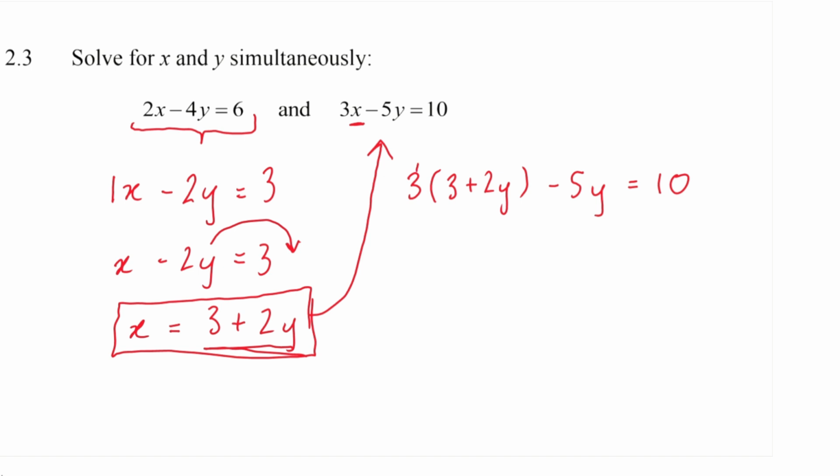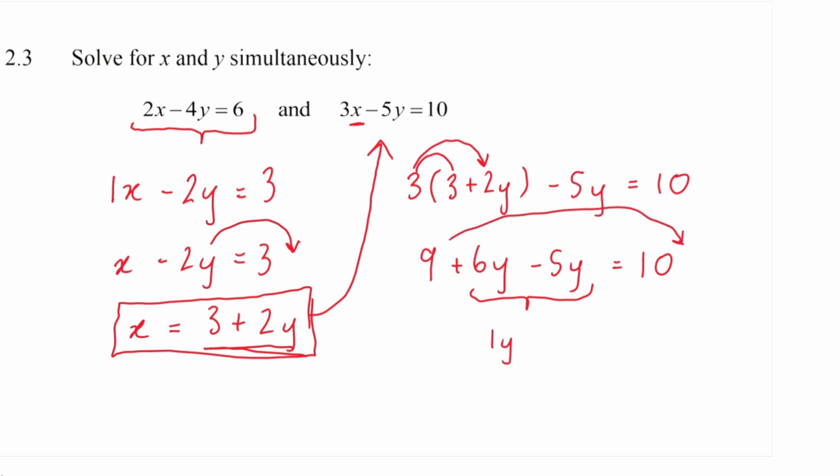If we open up the brackets, 3 times 3 is 9, 3 times 2 is 6, so that becomes plus 6y minus 5y is equal to 10. 6y minus 5y is 1y. If we take 9 across, that becomes 10 minus 9. Therefore, we are left with y is equal to 10 minus 9, which is 1. And we've solved for y.